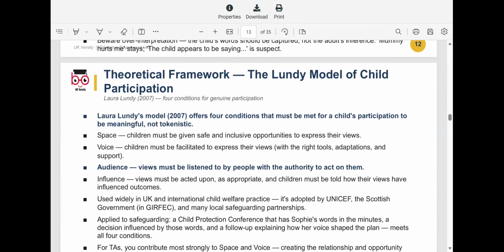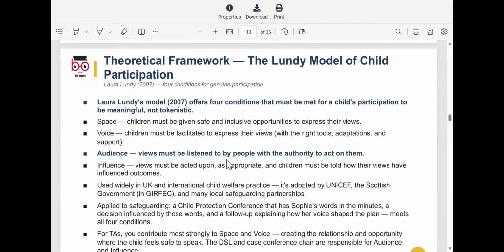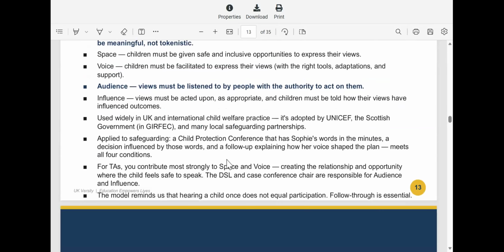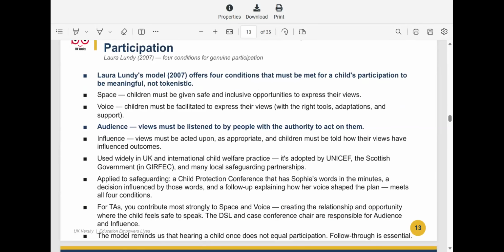You've got the theoretical framework, which is the Lundy model of child participation, and this was by someone called Laura Lundy in 2007, and she offered four conditions that must be met for child participation.